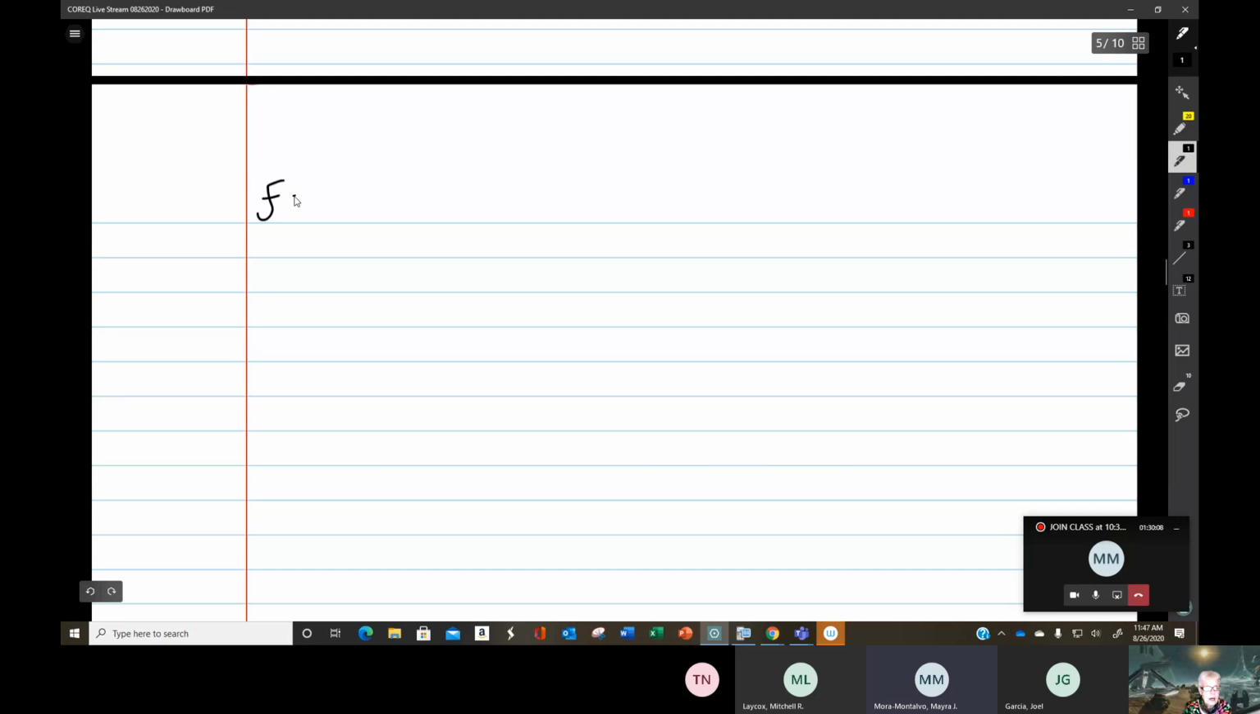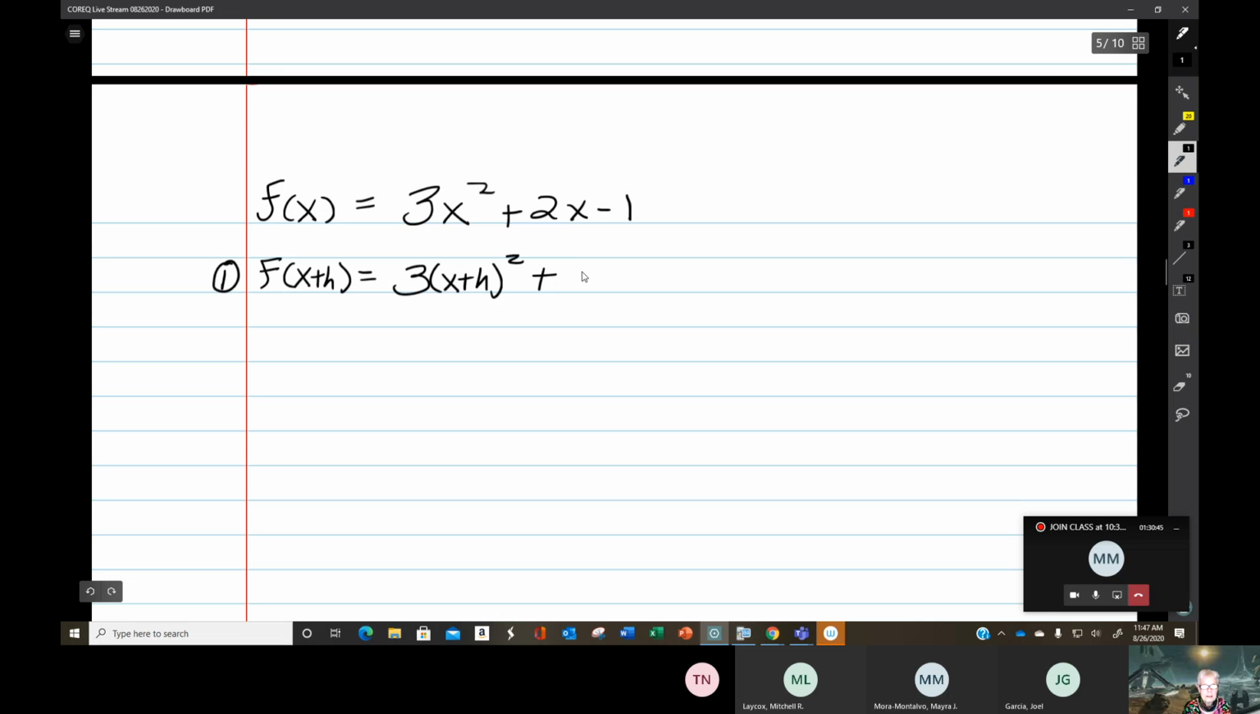Okay. f of x, let's make it equal something like 3x squared plus 2x minus 1. Okay? Okay. And that means that step 1 is going to be f of x plus h equals 3 times (x plus h) squared plus 2 times (x plus h) minus 1. Okay, and then this is the formula. This is where I'm like, okay, I got this. Now, the second line is where I get confused. That's right. Yes, the second line is very dangerous.